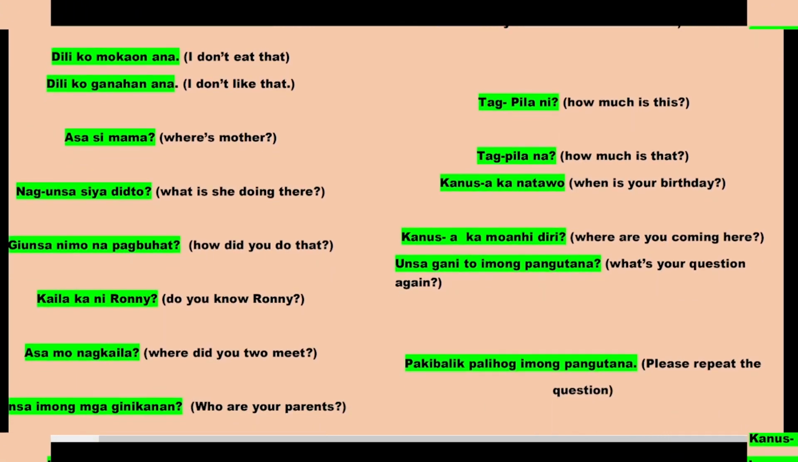That way. Next, tagpila ni. How much is this? Okay, sayon ra kaayo. Very easy. Tagpila na, this is the opposite. How much is that? Tagpila ni is when you are holding the object, so you ask the second person, how much is this? And tagpila na is when the object is away from the speaker, or near to the listener. You say, tagpila na. How much is that?